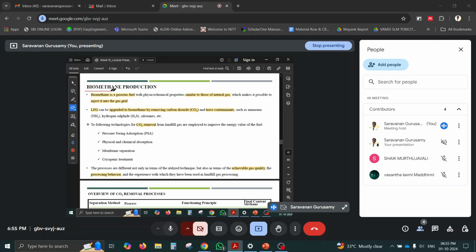Then biomethane production. Biomethane is a gaseous fuel, similar to natural gas. So it can be injected into gas grids, and again it will be used to generate energy. Landfill gas can be upgraded to biomethane by removing CO2, because it has 60% methane and 40% CO2. Whenever this CO2 is removed, the methane concentration will be higher. And other trace contaminants will also be removed, like ammonia, hydrogen sulfide, and siloxane. This landfill gas can be converted into biomethane that can be used similarly to natural gas.